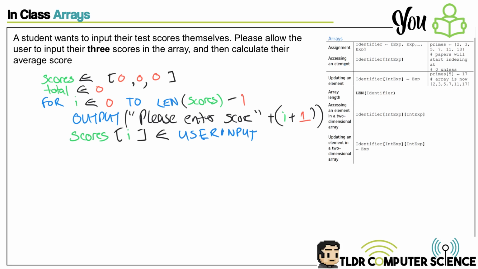So I could total it in the same array, in the same for loop, couldn't I? I don't need to have a separate for loop to do it. So I can say total is total plus what? Scores I. Scores I. There you go.